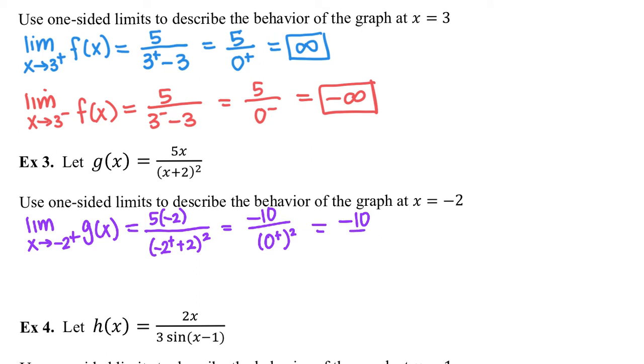So I'm going to negative 10 over 0 from the positive, squared is going to still be 0 from the positive, even though there's no such thing as positive 0. So I'm going to get negative infinity. So the graph's going down on the right side. On the left side of x equals negative 2.